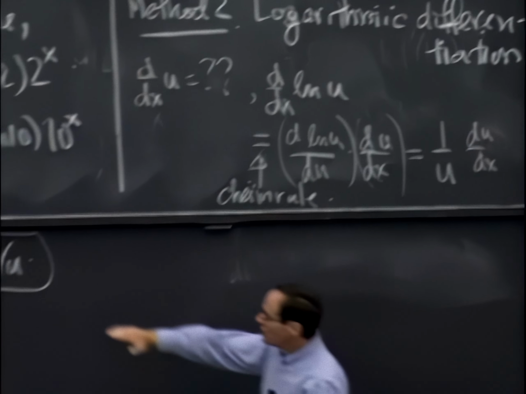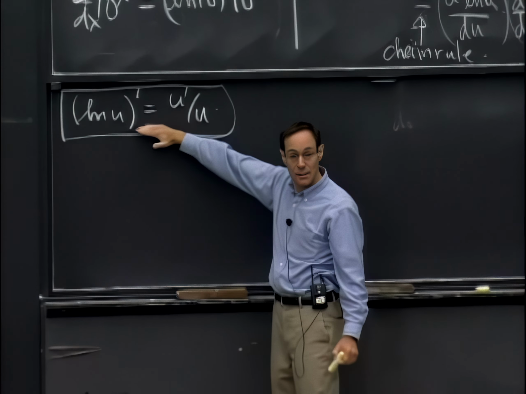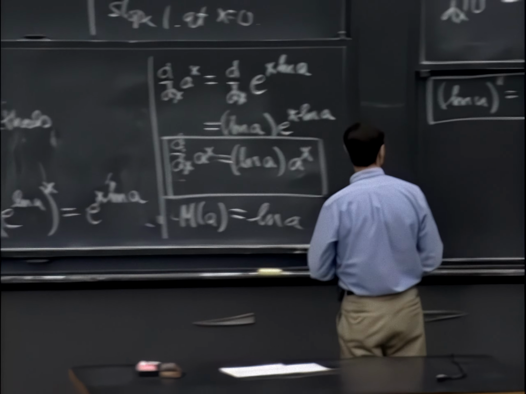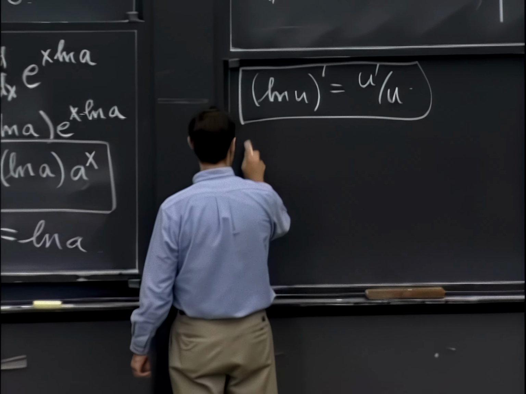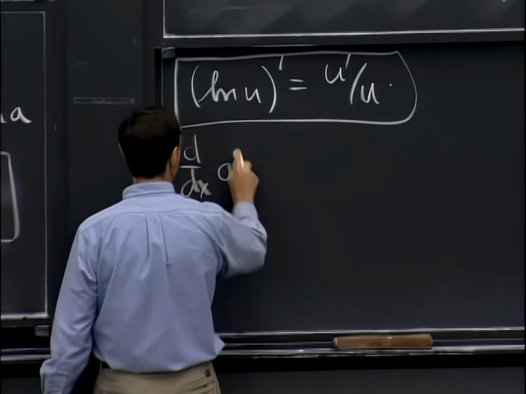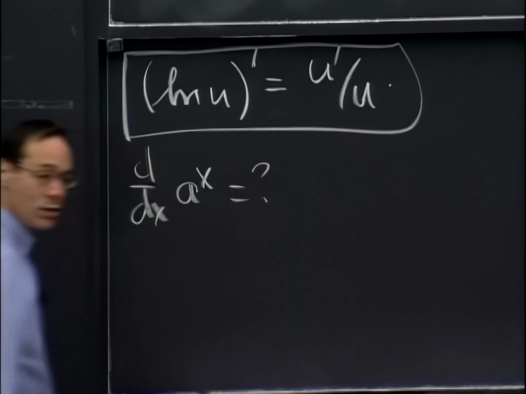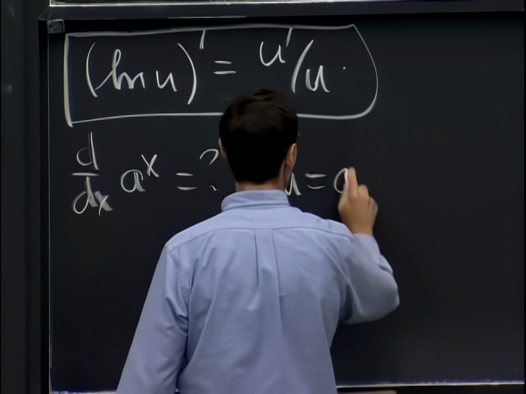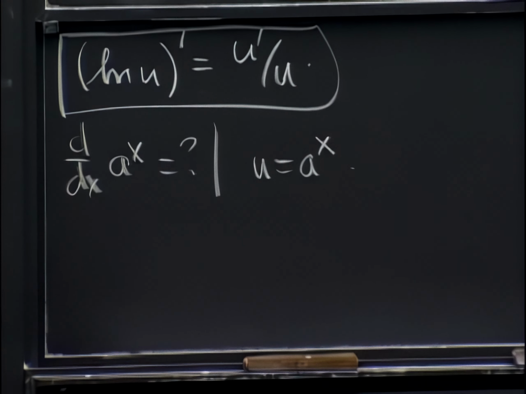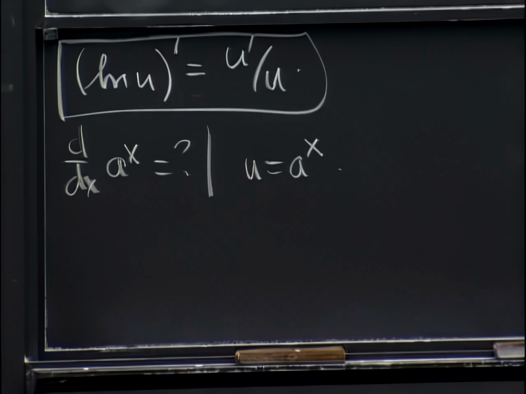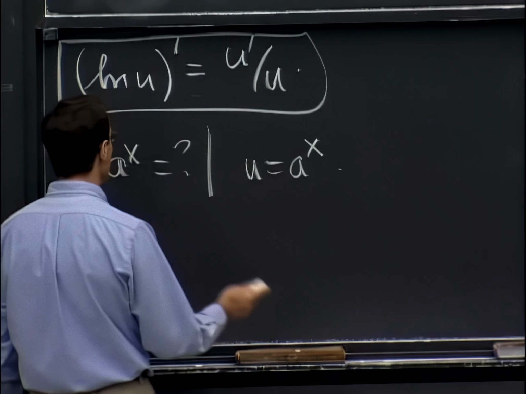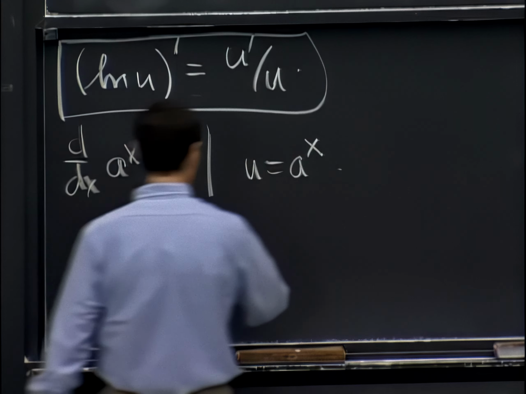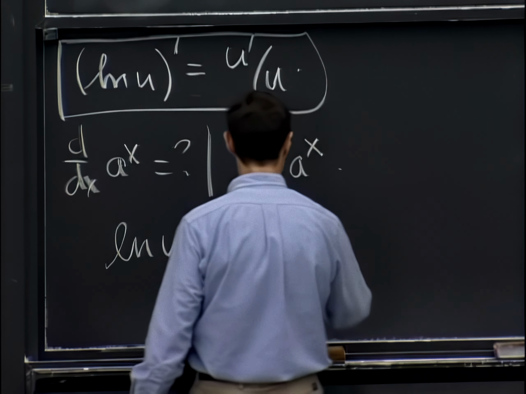All right, so now I've worked out this identity here. And now let's show how it handles this case, d by dx of a to the x. Let's do this one. In order to get that one, I would take u is equal to a to the x. All right? And now let's just take a look at what log u is. Log u is equal to x log a.